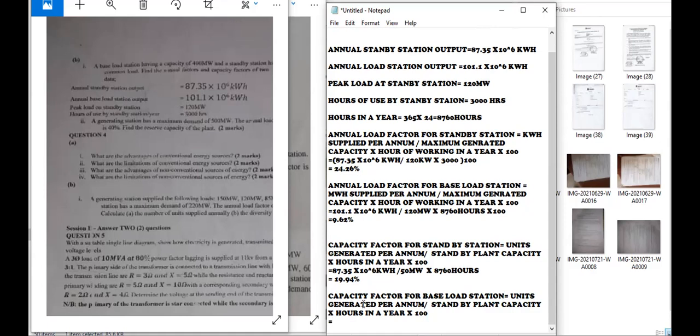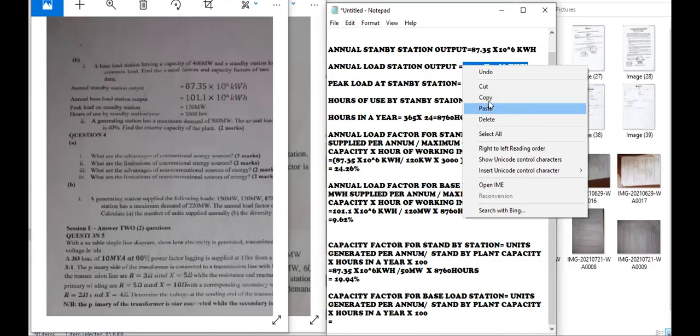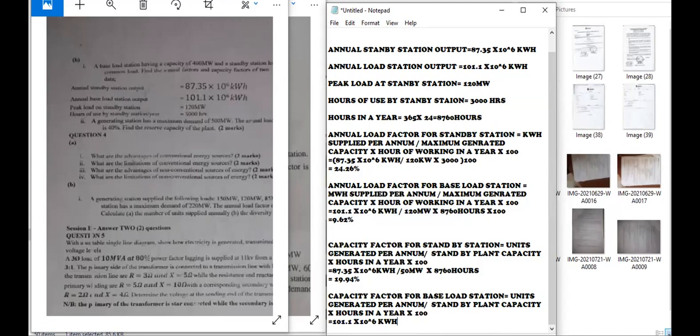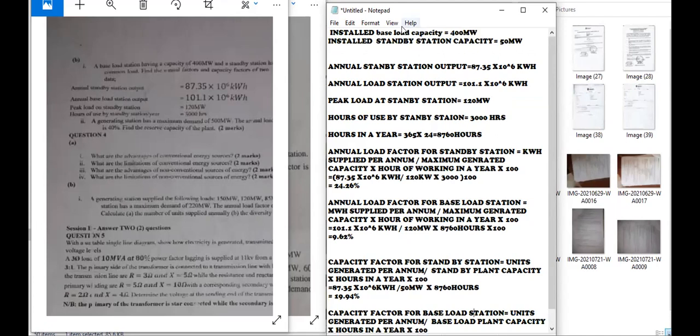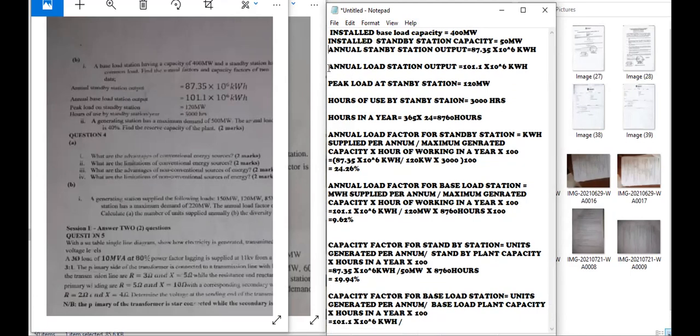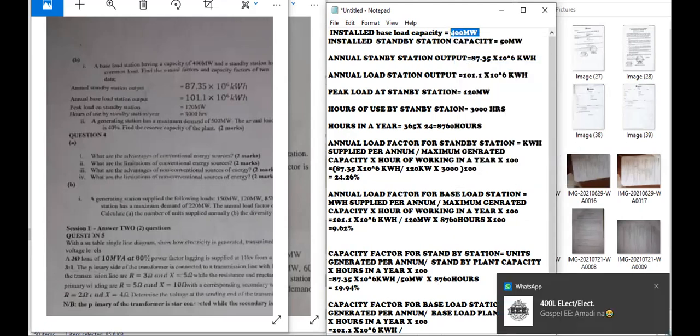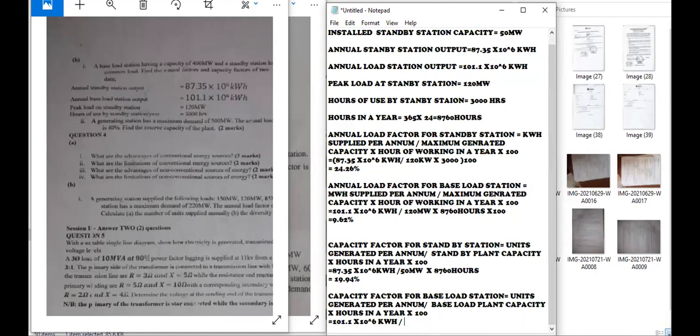The formula says units generated per annum. This is the amount that the station produces every year, so this is what we use. We paste it. The next thing says divided by the standby plant capacity, but since we are dealing with base load, it is the base load plant capacity. If you check up here, the capacity was given to us as 400 for base load. So this is the 400 we are going to use here.